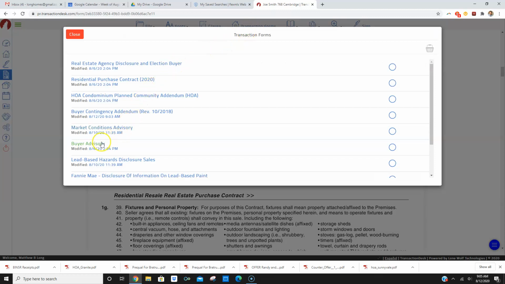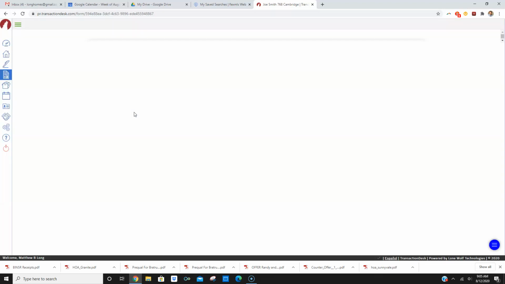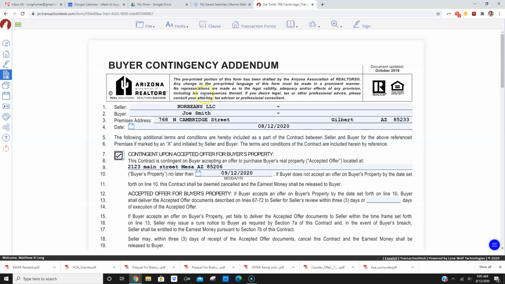So straightforward, easy to incorporate. If you were trying to incorporate this after writing the offer, it'd be nearly impossible. So definitely you want to do this one up front. Then you come up to the transaction forms, you select the buyer contingency addendum. Pretty straightforward document. It can also be a pretty confusing document. So we'll go over kind of the ins and outs on this. It can be used in two different ways, and we'll talk about them as we go.